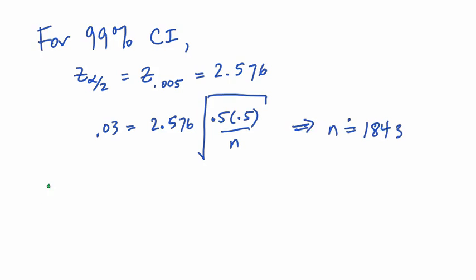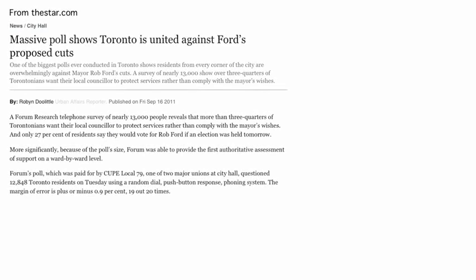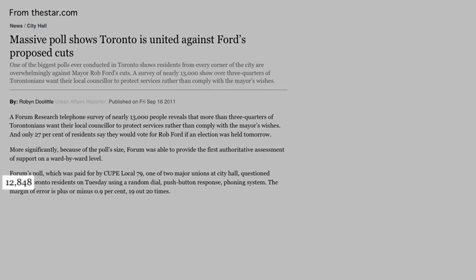If instead we wanted 90% confidence, you could probably guess that we'd need fewer people, and indeed in that case we'd only need 752. Here's another City of Toronto poll from the Toronto Star. As the headline says, this one was massive. They surveyed 12,848 people.